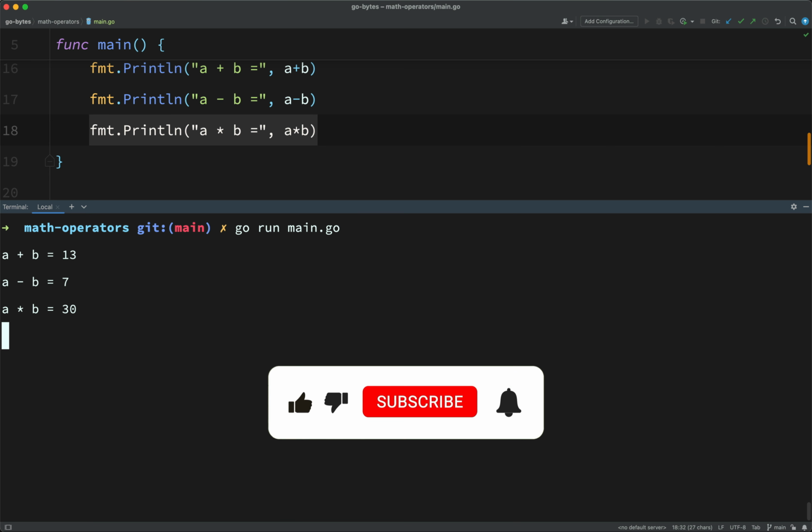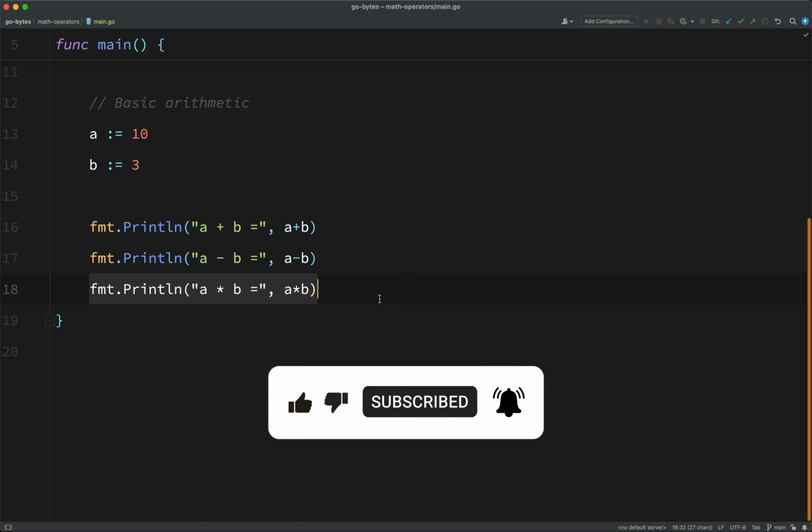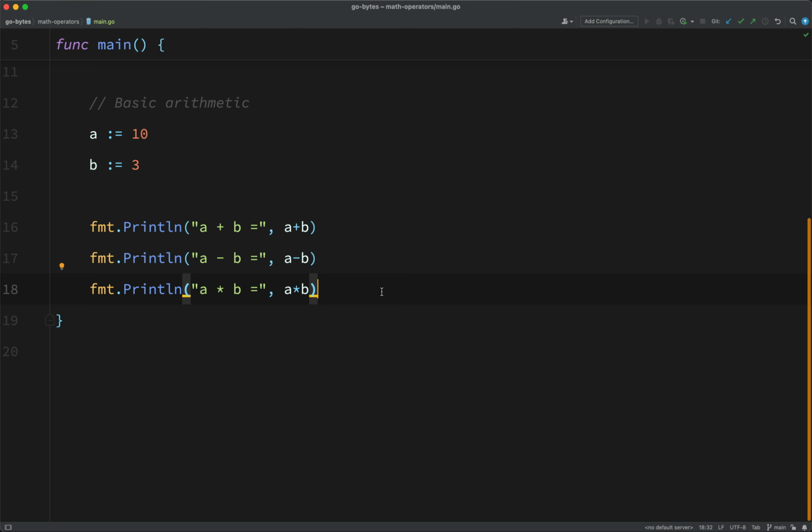So let's go and prove that there are no hidden surprises. Go run main.go: 13, 7 and 30. Exactly what we expect to see. However, what about if we do a division? Here we're going to do A divided by B, so 10 divided by 3.